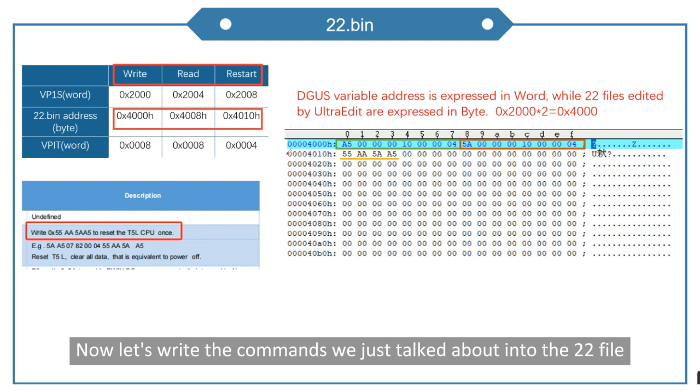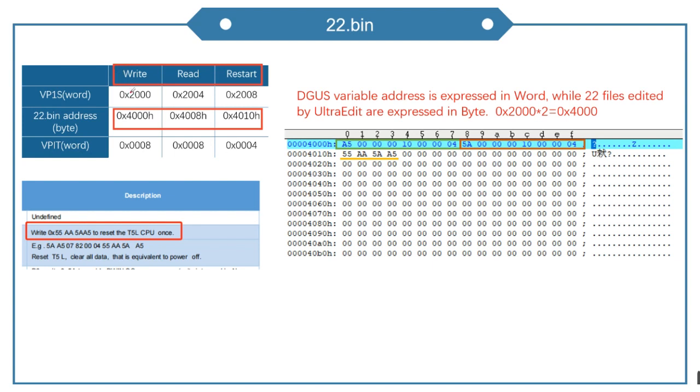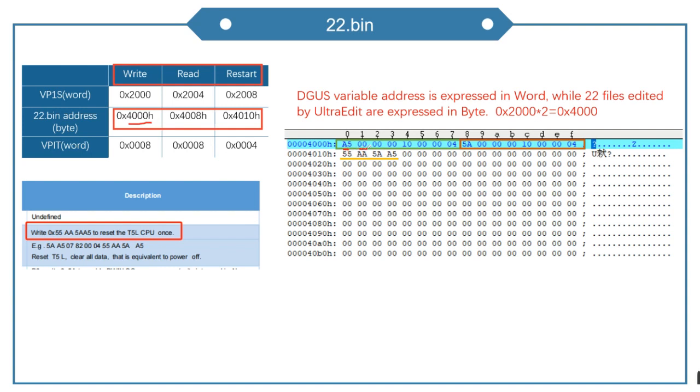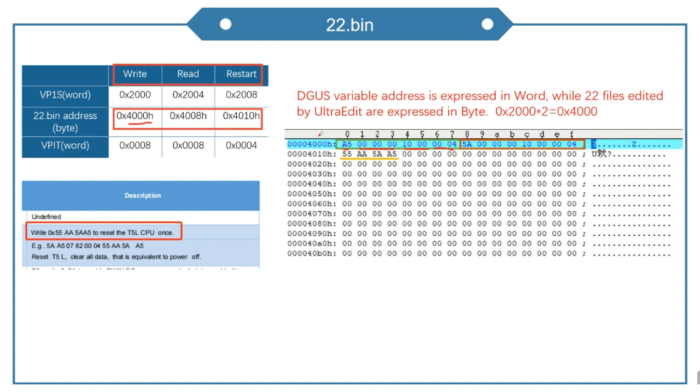Now let's write the commands we just talked about into the 22 file. The first is to write data to flash. In 22 file, we need to turn to address 4000. Then write the command. A5 indicates write. 000000 is the NOR flash address. 1000 is the DWIN variable address. 0004 is the data length.